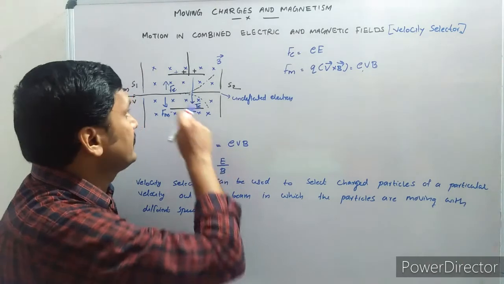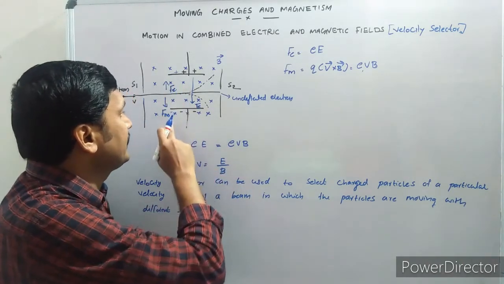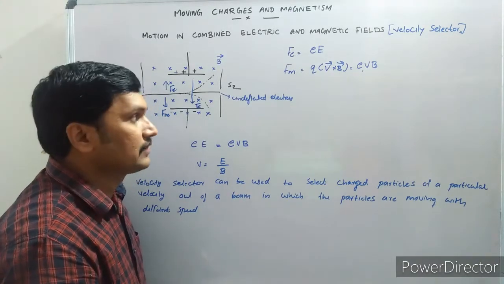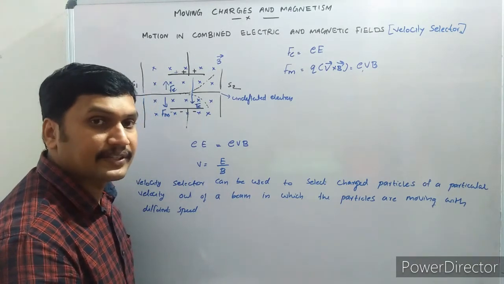So you can see that the electric force and the magnetic force are in opposite directions.